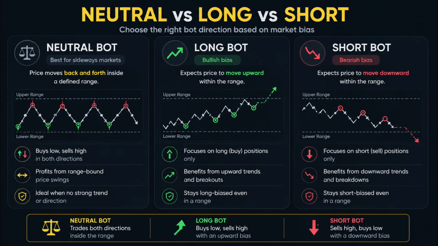The third type is short. A short grid bot is used when you have a bearish bias. You expect the market to move lower overall, and the bot keeps a short side bias while trading the grid. So the simple difference is this. Neutral is mainly for sideways markets. Long is for a bullish market. Short is for a bearish market. A short bot does not become a long bot. It keeps a short side logic. But a neutral bot can react to both directions inside the chosen range because it is built for two-way movement.